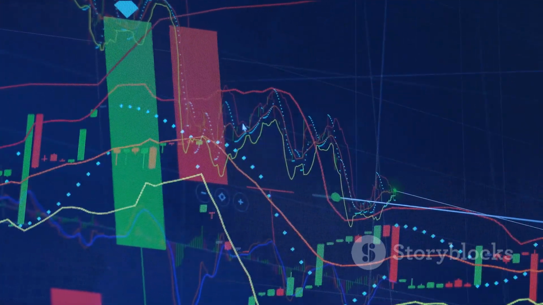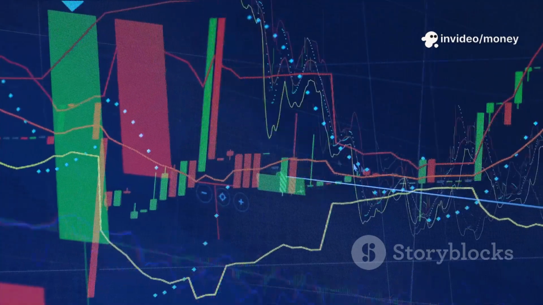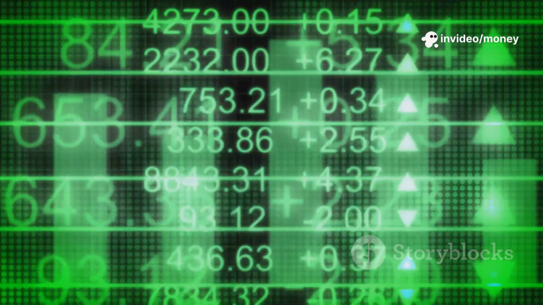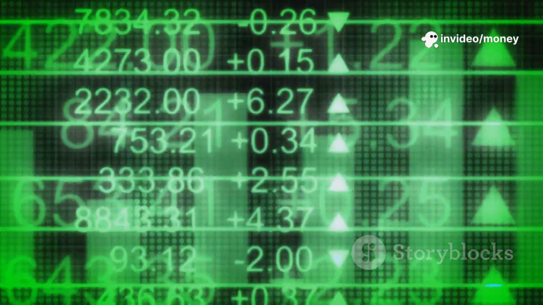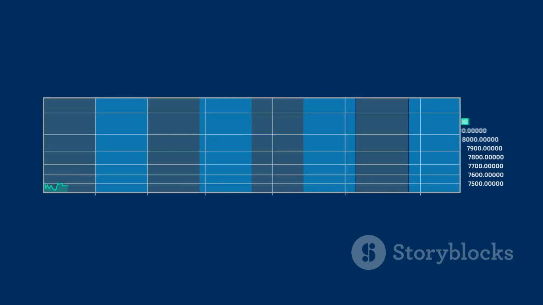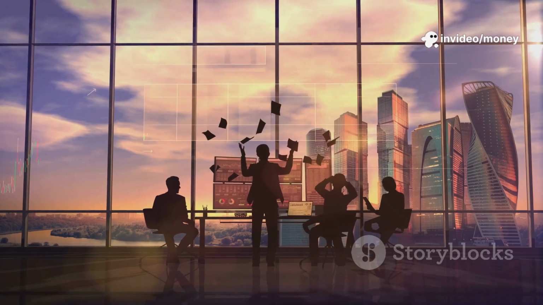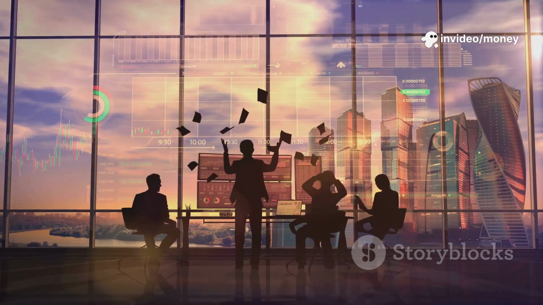On the other hand, a PCR value less than 1 indicates that more call options are being traded relative to put options. Since traders buy calls when they are bullish, a low PCR is generally a sign of bullish sentiment. For instance, a PCR of 0.7 means that for every 10 put contracts, there are only 7 call contracts. This suggests that traders are optimistic and expect the market to rise.